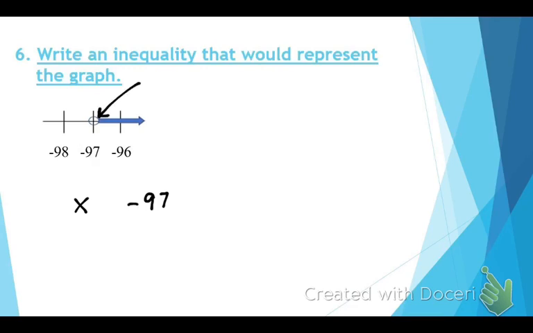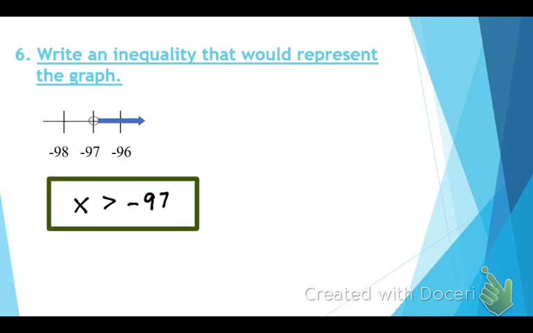Then, this has an open circle, so should I put an equal to sign? No, I should not, because it's saying -97 is not a solution. Are all solutions greater than or less than, class? They are all greater than, so this is what it should say.